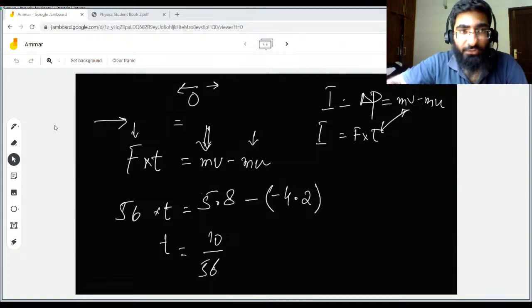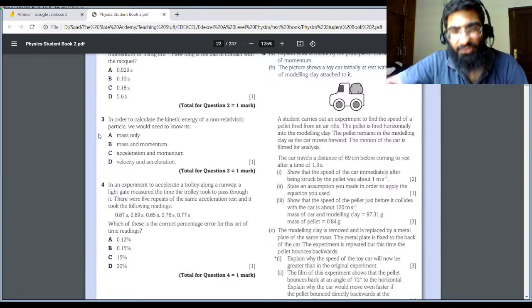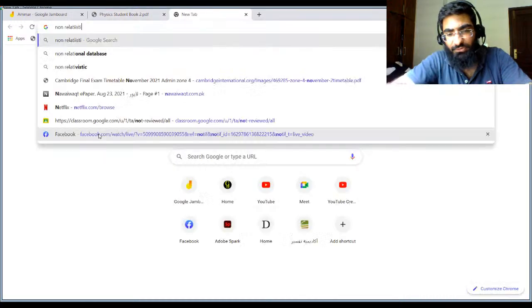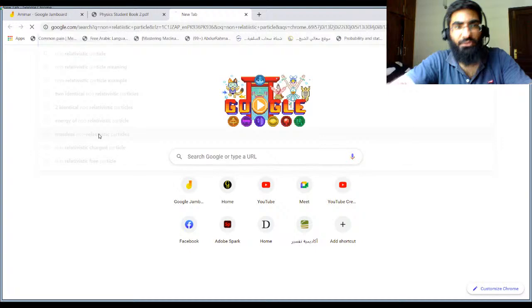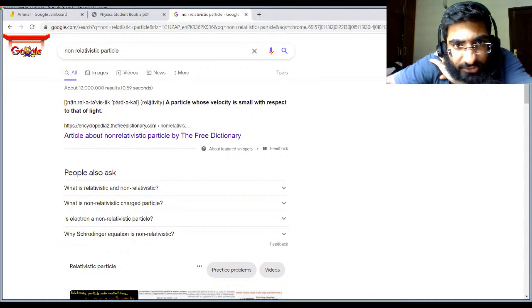And the next one says: in order to calculate the kinetic energy of a non-relativistic particle, we would need to know its. What's a relativistic particle? I have an idea, but let me confirm. A non-relativistic particle is one whose velocity is small with respect to that of light. Something not traveling at the speed of light.